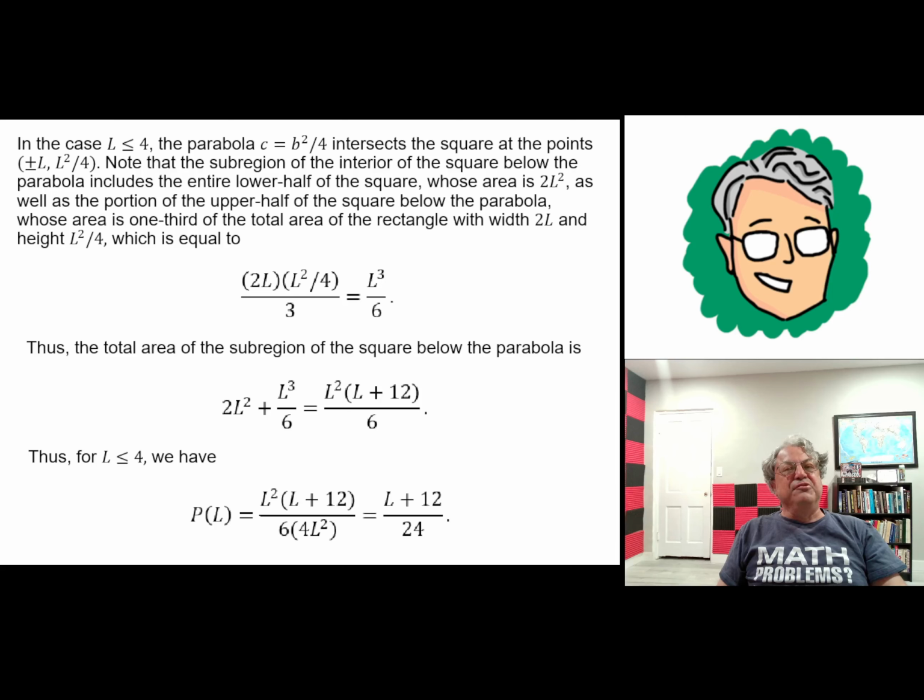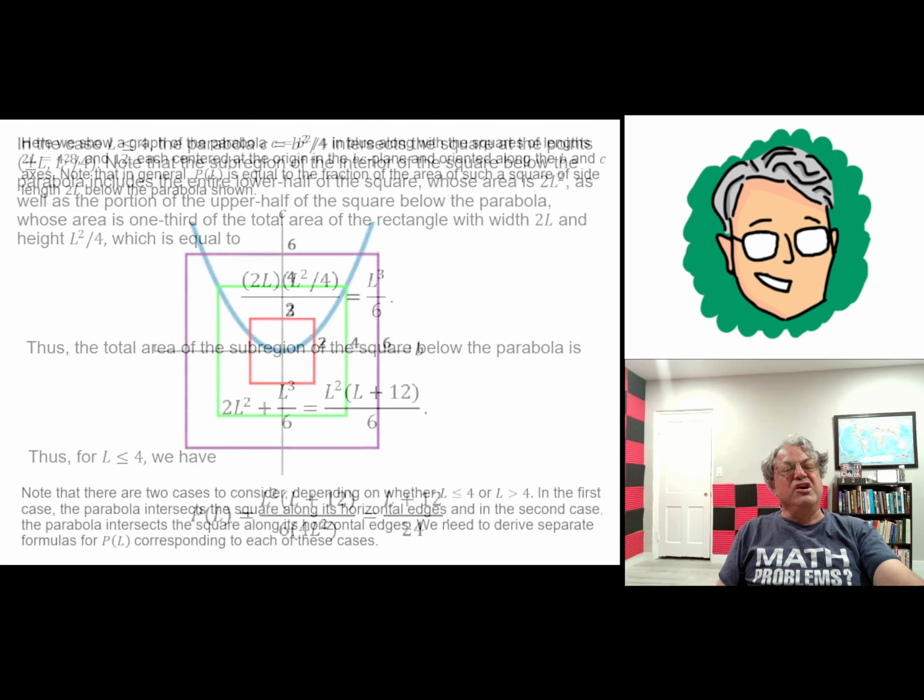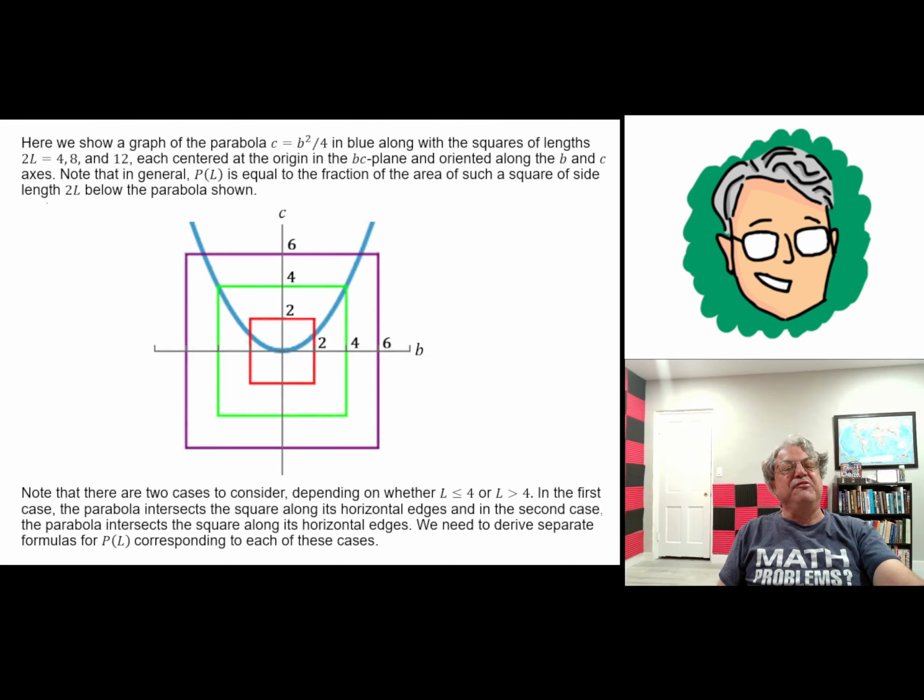And like I said earlier, in that case, the parabola intersects the square along the horizontal edges. So if we're computing the proportion of the square that's below the parabola, you always get 2L squared for the bottom part. But then in this case, we're also going to get the proportion of the parabola that's below the rectangle of width 2L and height L squared over 4.